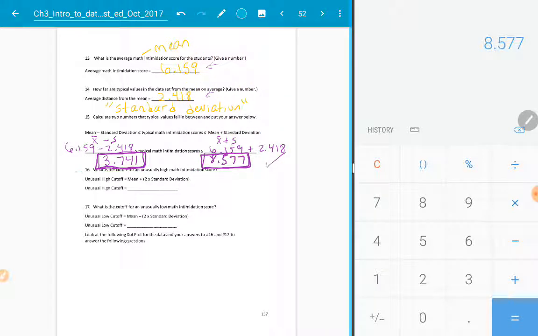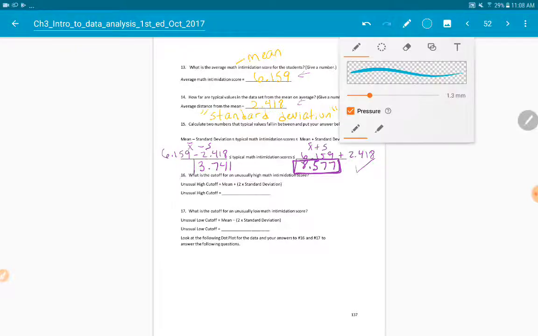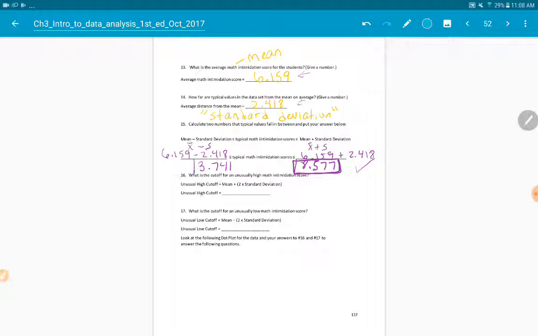Okay, so number 16. What is, let's see, I'm going to erase this because I can't see my words here. It's not erasing. There we go. What is the cutoff for unusually high math intimidation scores? So the cutoff, and the formula is down here below, is the mean plus 2 standard deviations. So that's for the high cutoff. So that's your x bar plus 2 times the standard deviation.